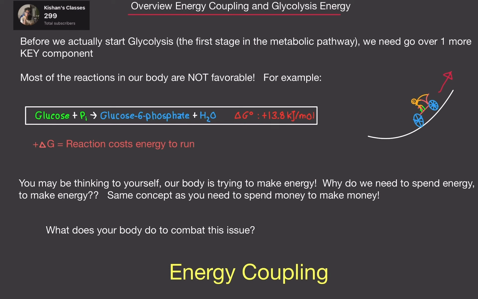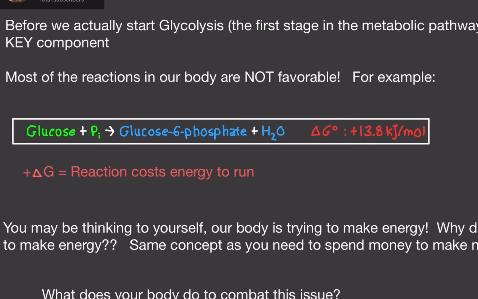Most of the reactions in our body are not favorable. In biochemistry, it's all about reactions. Most of them are unfavorable and some are favorable. So let's go over what this means. Here's an example. You're not expected to know this yet, but what you should know is what delta G is and what it means.